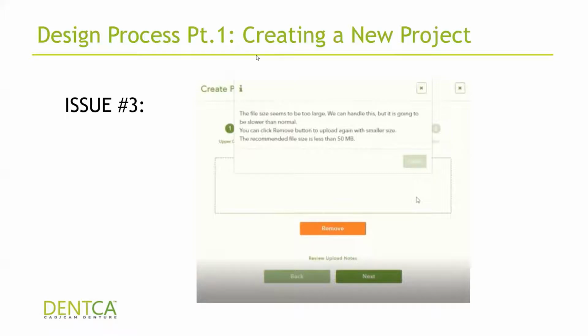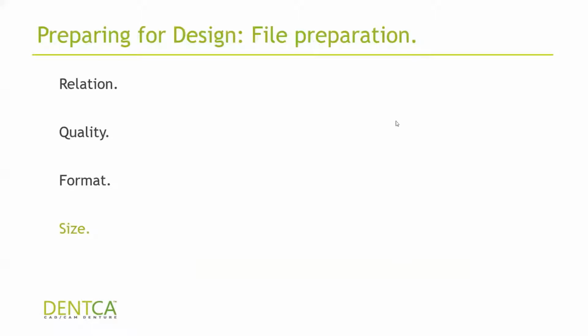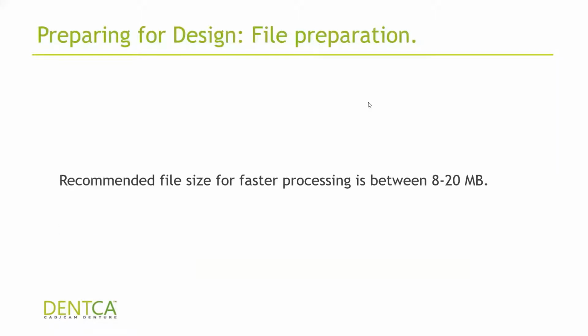So if you don't want to wait that long and you don't want to struggle with this, what you can do is you can reduce the size of your files. And I'm going to show you how right now. So the recommended file size for faster processing is between 8 to 20 megabytes. So of course, getting something down to 8 megabytes might be very difficult, especially if it's within the 50 or the 100 megabyte size. But 20 is fairly reasonable.